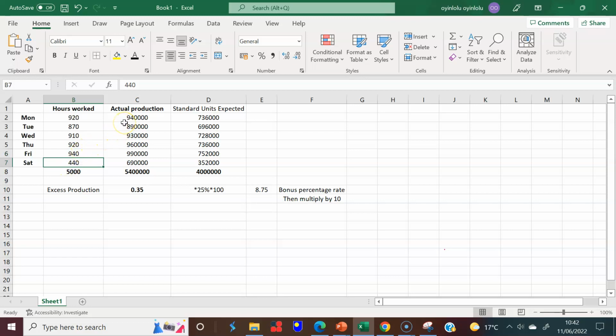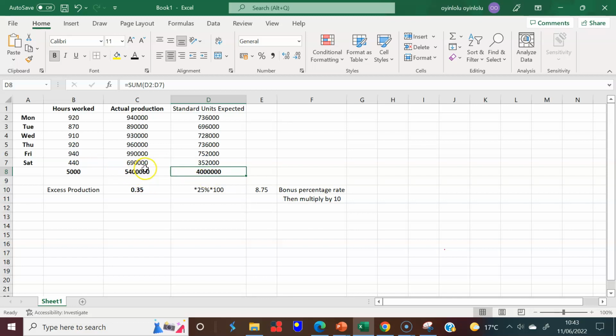And you have your actual production, right? That's also from the table. So what I've done here is, it says that you're expected to do 800 units per hour. So that's 800 units times the hours that you do. So 920 times 800. So these are the standard units we expect you to come out with. And they come to a total of 4 million, don't they? Yes, you can see they're 4 million, but you've done 5.4 million.